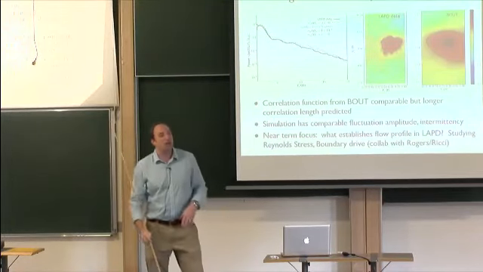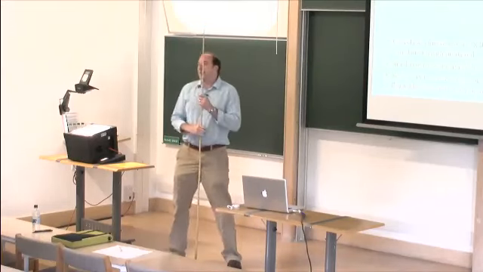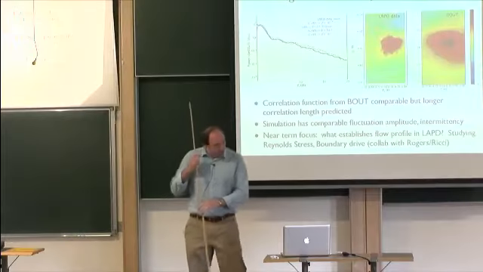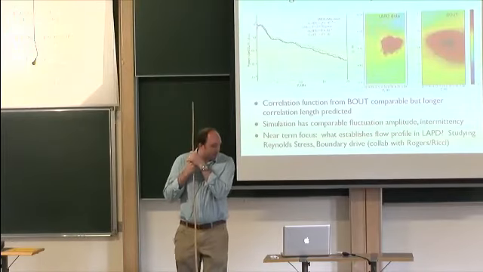We've discussed how spectral shape might not be the most important thing in the tokamak simulations, for example. The correlation function is a little bit longer, so here's the data that we're comparing against. But it's encouraging, and we're going to continue along this route. The near-term focus, as I said, is understanding the flow in LAPD and how it's generated. Is this ISAT or density? This is ISAT, yes.